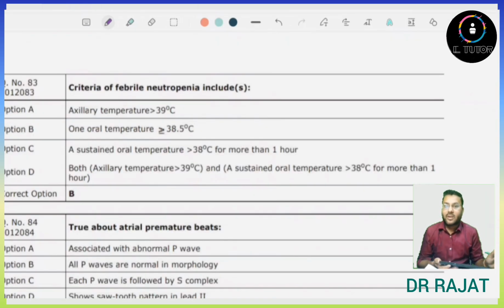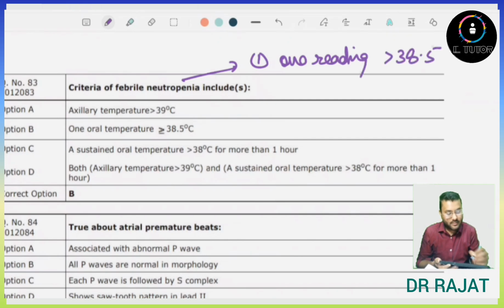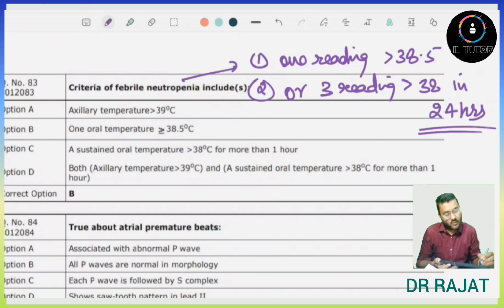So the next question is: criteria of febrile neutropenia is. If we have to talk about the criteria of febrile neutropenia, then two criteria are there. One is one reading should be greater than 38.5 degrees, and the other is one or three readings greater than 38 degrees in 24 hours. So the first option is axillary temperature greater than 39 degrees Celsius. It is not a criterion. One oral temperature greater than 38.5, this is true, so this is correct. A sustained oral temperature of greater than 38 for more than 1 hour, no, it should be for at least 24 hours. Both axillary temperature and a sustained oral temperature, this is also false. So the best answer will be one oral temperature greater than 38.5 degrees centigrade.